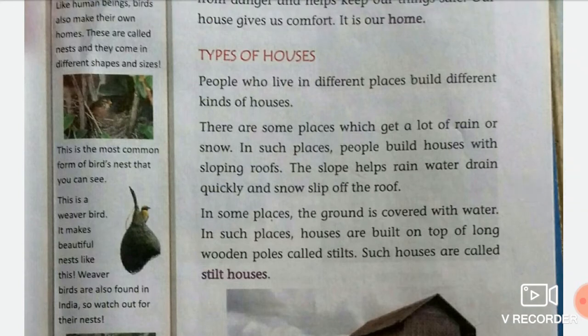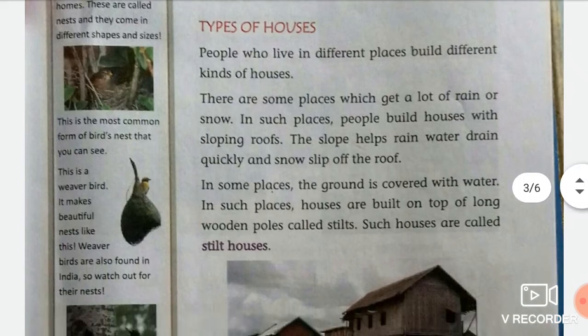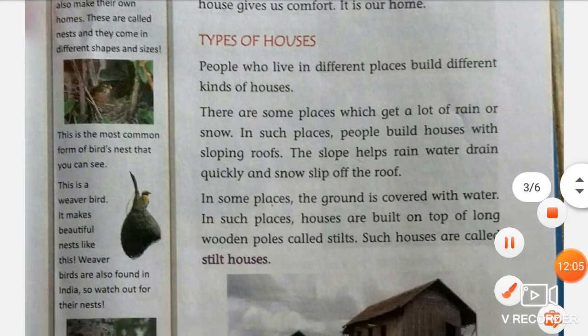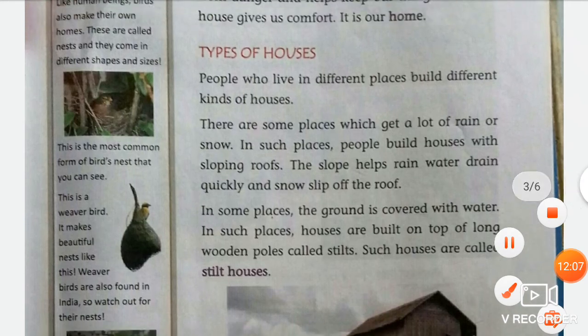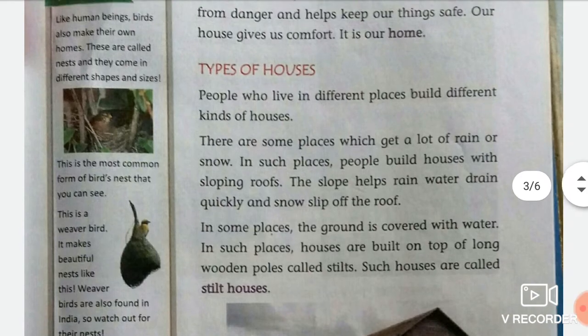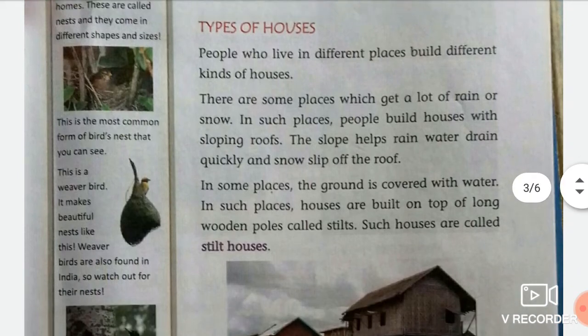Types of houses. People who live in different places build different kinds of houses. So students, there are different kinds of houses: a hut, a cottage, a bungalow, an apartment, a row house, etc. Here we will see some different kinds of houses.